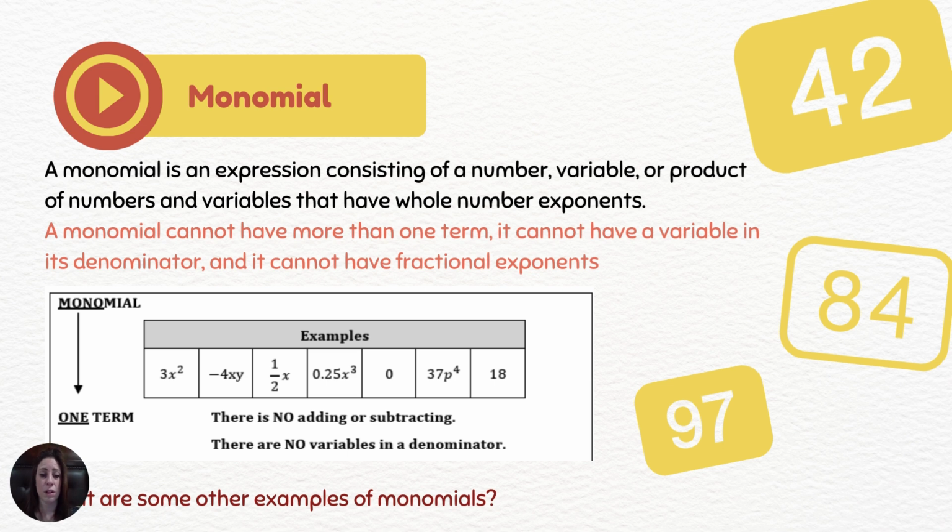After we went over the definition and some of the examples, I asked students if they could provide another example of a monomial. One student said 5x, another student said 10, and lastly, another student said negative 2x to the second power.